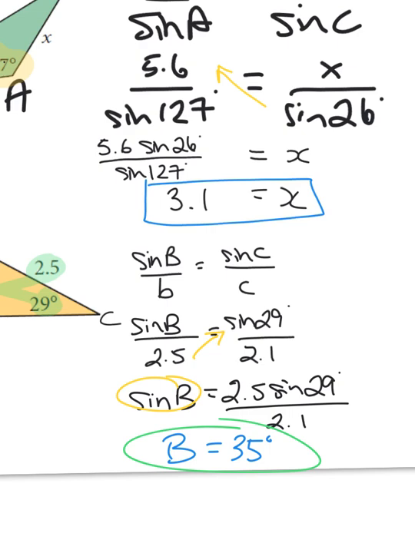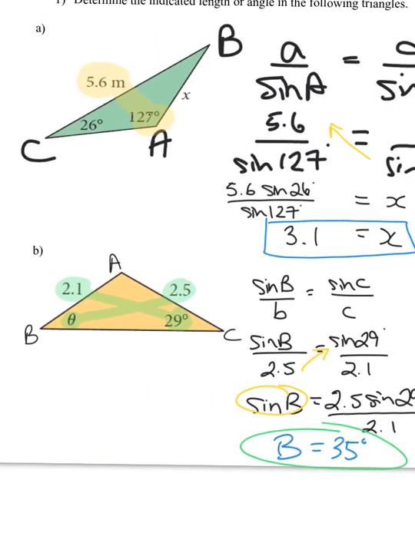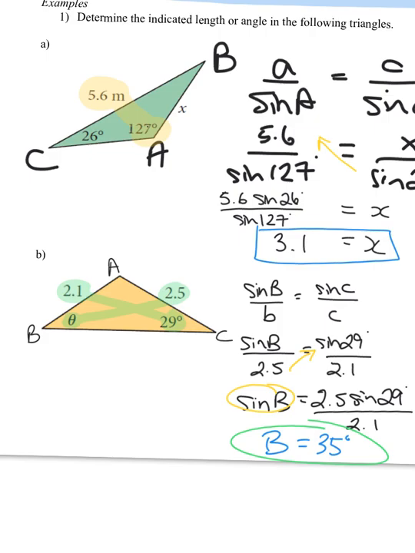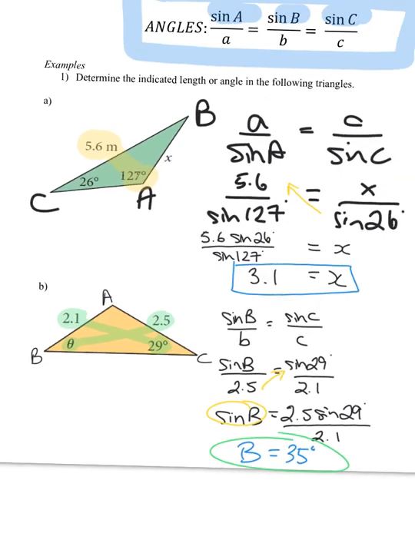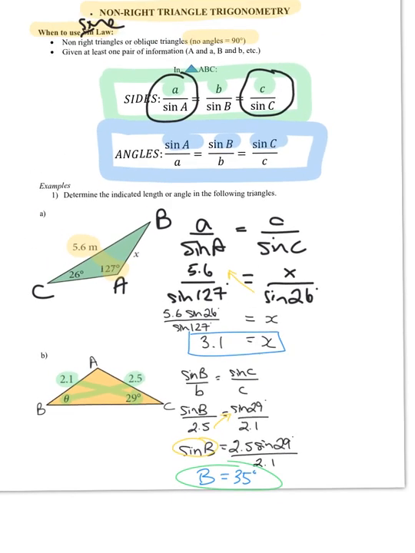Remember, if you get a decimal, that's not the angle. We don't want an angle that's less than 1 degree. That's really teeny tiny and doesn't make sense with the size of the triangle we are given here. So take a look at that. That's what you're aiming for. So that's how sine law works with finding a side and finding an angle.